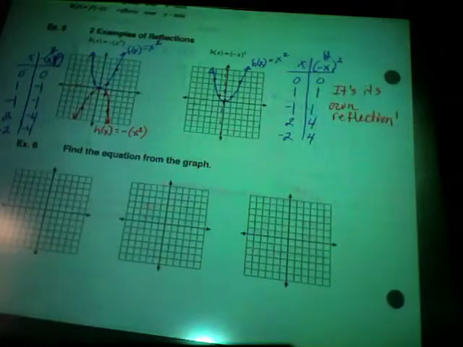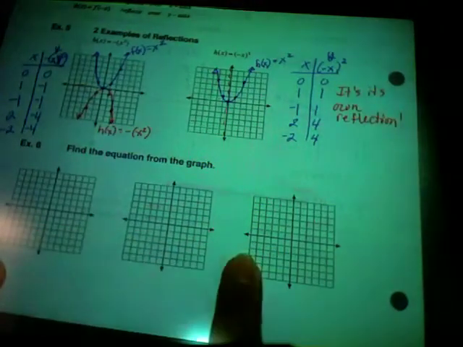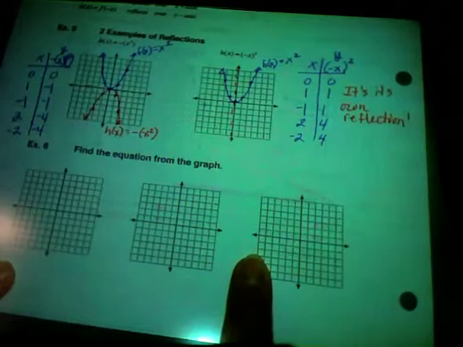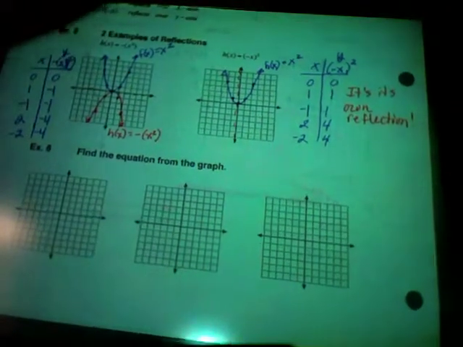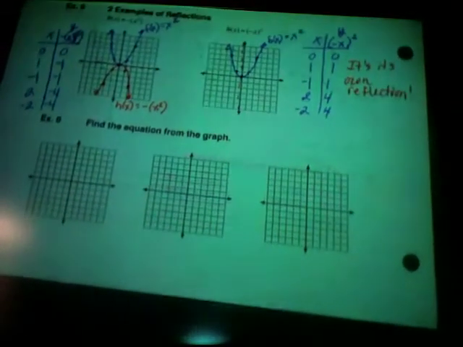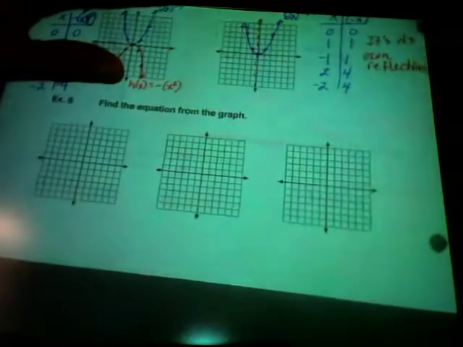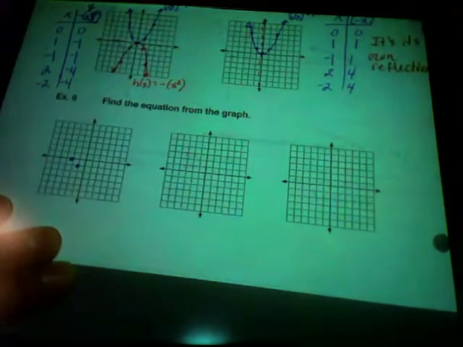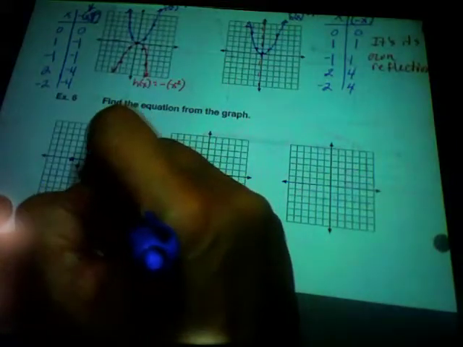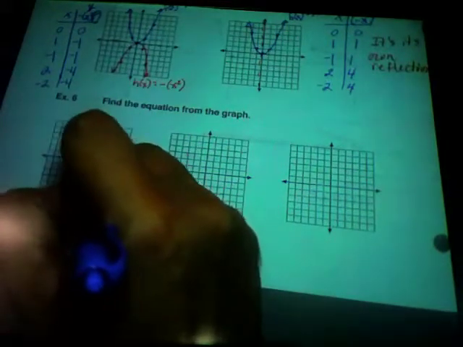All right, now I'm going to put some graphs on here, and I want you to write the equation. Okay? So we're ready? Can I take that away? All right. So here is your first one. Just write them down, then we'll talk about how to find their equations in a minute.